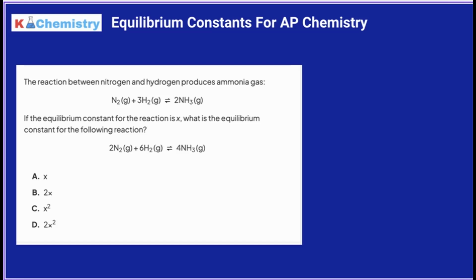When I double it, I make the K power 2. So instead of having the value of K, it will be K to the power of 2, which means that instead of X, it will be X to the power of 2, which is answer number C.